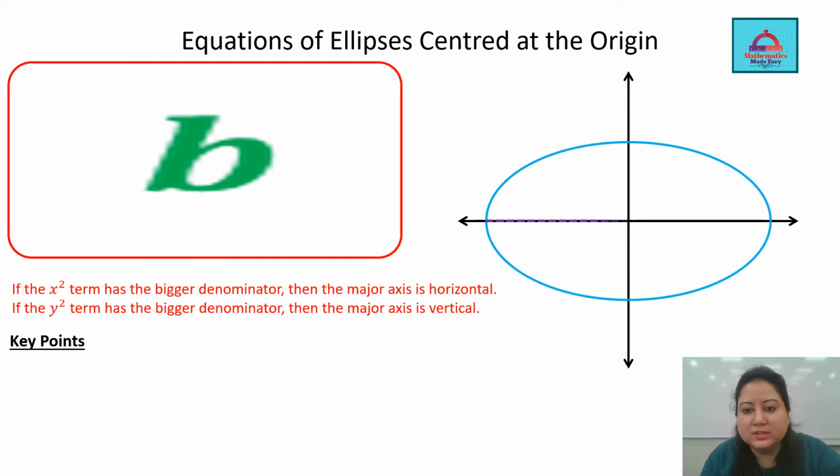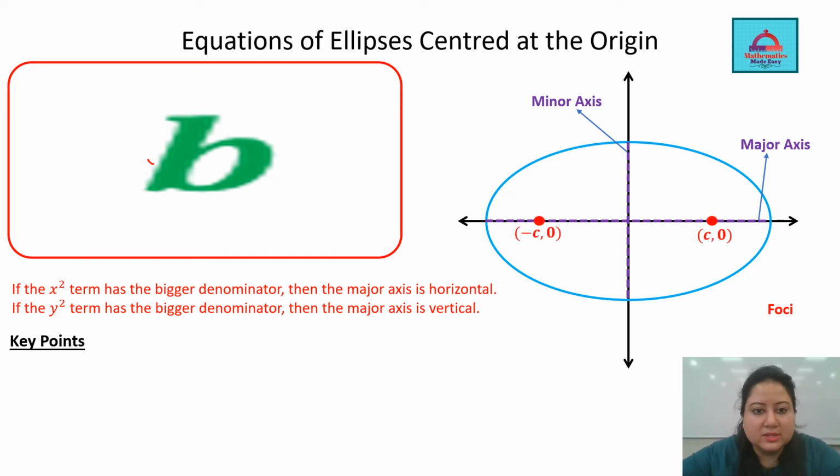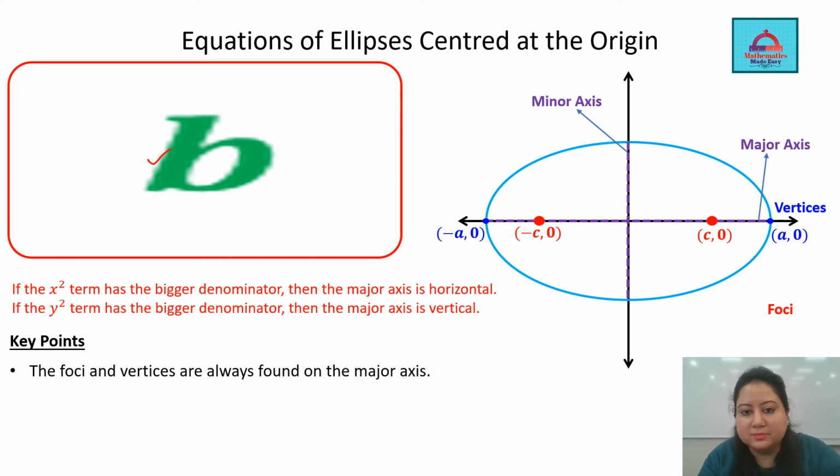And now you can see this ellipse, how it is looking. So this is the major axis, horizontal, minor axis, vertical, the two foci. So their coordinates, you will have to learn it. C, 0 and minus C, 0, and so on. Then you have the vertices. Vertices are the points from which you draw the ellipses.